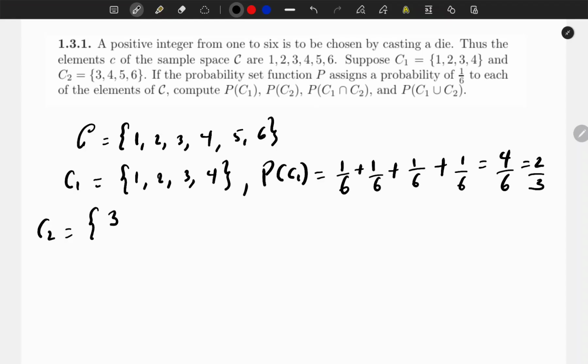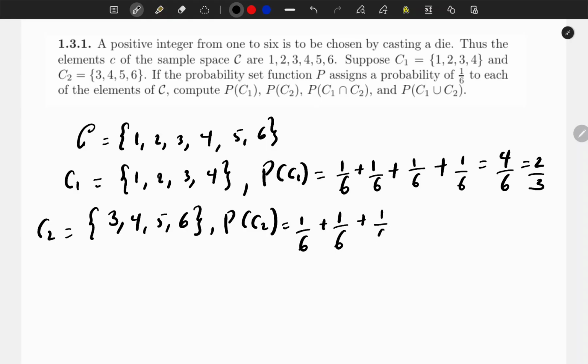And then for C2 we have {3, 4, 5, 6}. So the probability of C2: since 3 appears just once, that's 1 times 1 over 6, which is 1 over 6. 4 appears once, that is 1 times 1 over 6, also 1 over 6. 5 also appears once, giving 1 over 6. And 6 also appears once, giving 1 over 6. This also gives us 4 over 6, which is equal to 2 over 3.